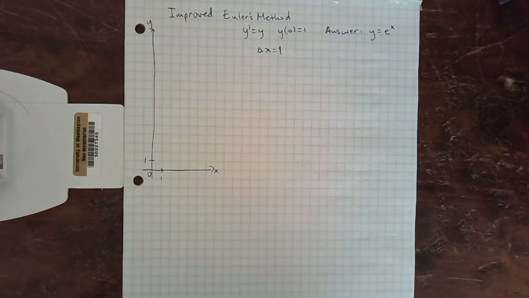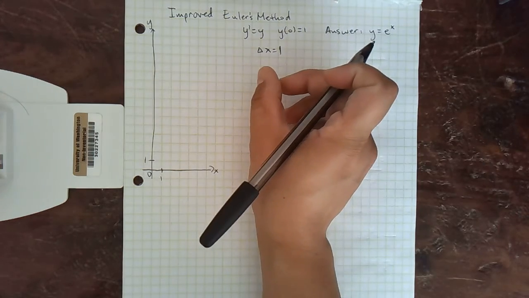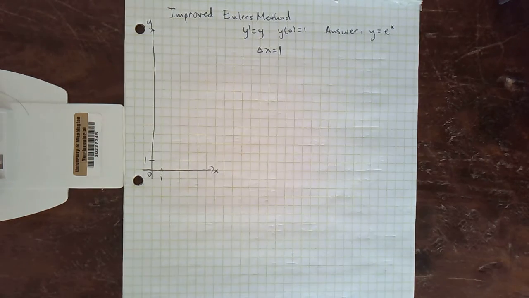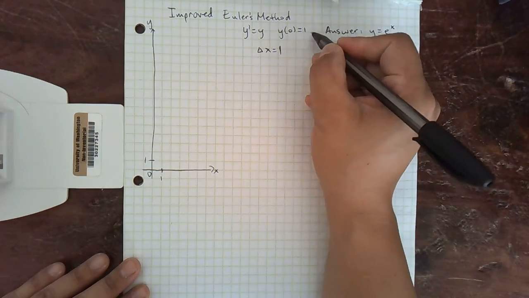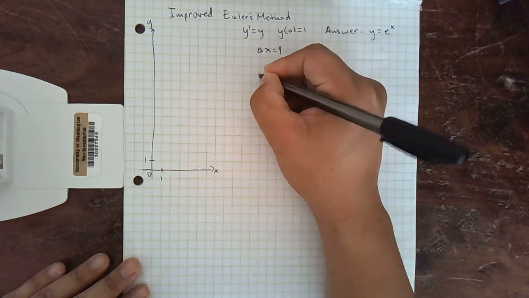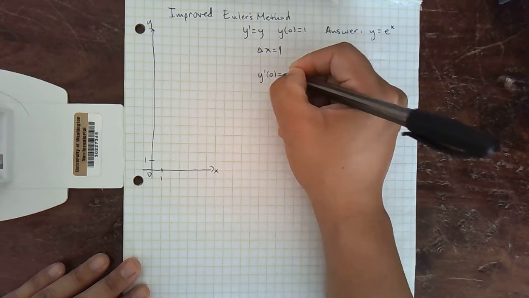But actually, instead of making delta x really small and then making it really hard to do by hand, where you have to do it on a computer, we can make some improvements to the method. So let's see what we were doing. So y0 equals 1 for sure. So we know that y prime of 0 equals 1.